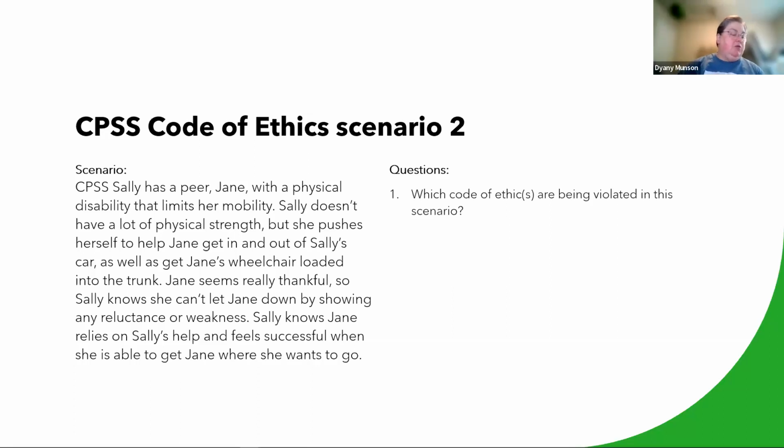B, respect the rights and dignity of those they serve. Absolutely. You're not seeing what they're capable of when you're swooping in, right? O, remain aware of their skills and limitations. Do not provide services or represent themselves as expert in areas for which they do not have sufficient knowledge or expertise. Absolutely. It is so easy to hurt yourself and not know good ways to transfer a person. You're not trained for that purpose work, because that's not our job. That's not our role, right?